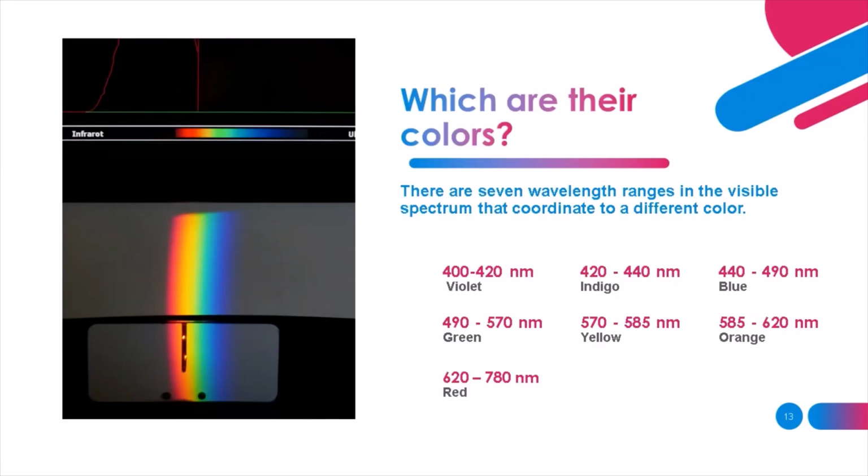There are seven wavelength ranges in the visible spectrum that correspond to different colors. Each visible color has a wavelength. As you move from red to violet, the wavelength decreases and energy increases. Here are the seven from shortest to longest wavelength.